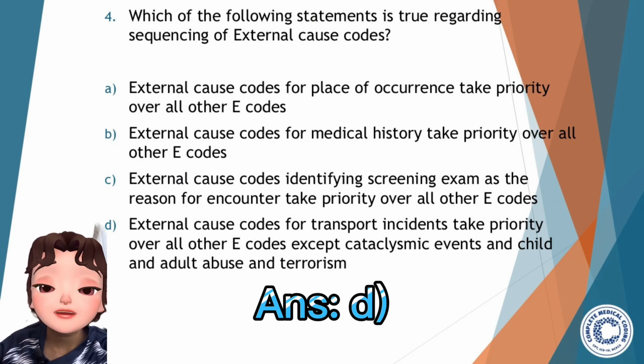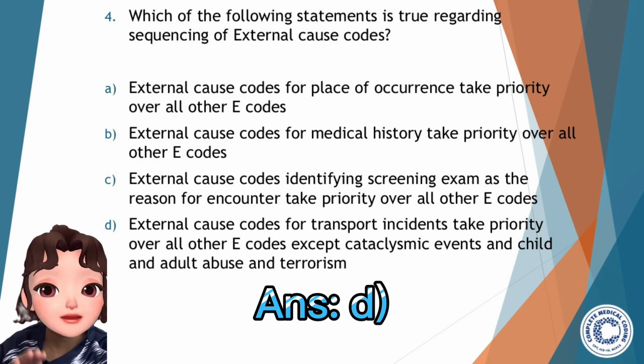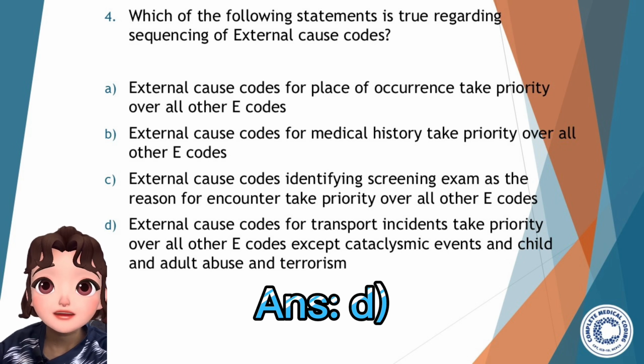So which are the things that we will not code first for external cause codes? Terrorism, child and adult abuse, cataclysmic events, natural disasters. Okay, for these we will not code the external cause codes first, but we will always code the external cause injury if it is caused by a transport incident. Okay, so the answer is option D.